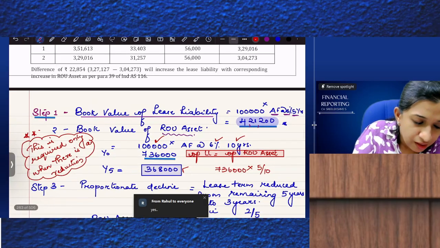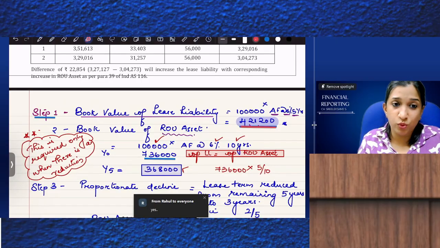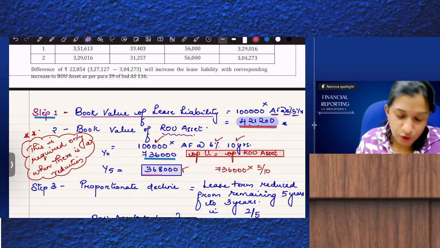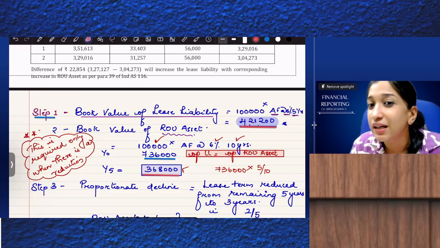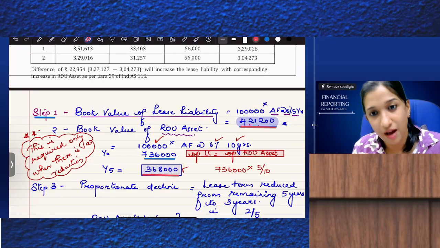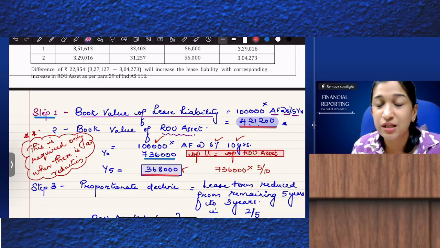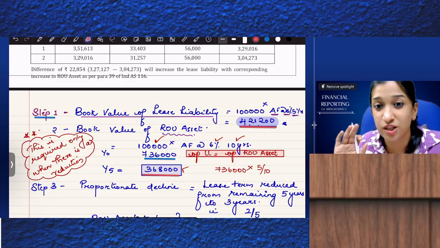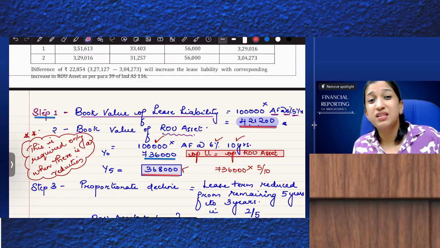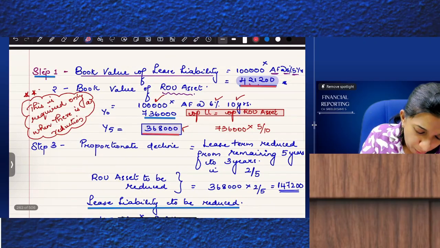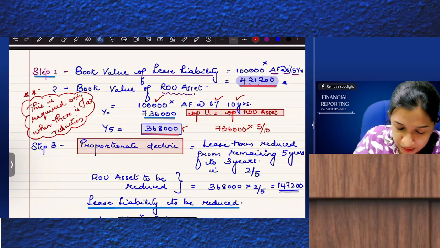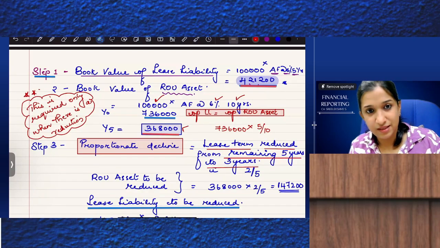Now we have lease liability 4,21,200 and ROU asset 3,68,000. Now we should find out, is there a reduction in the ROU asset or a reduction in the lease term? There is reduction in lease term, not reduction in ROU asset. If the ROU asset was reduced, we would have reduced proportionately, but there is reduction in lease term. What is the reduction here? Lease term reduced from remaining 5 years to 3 years.